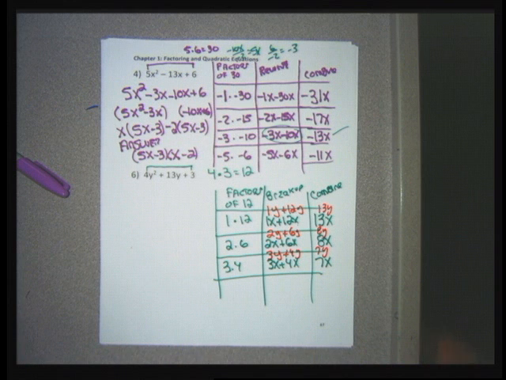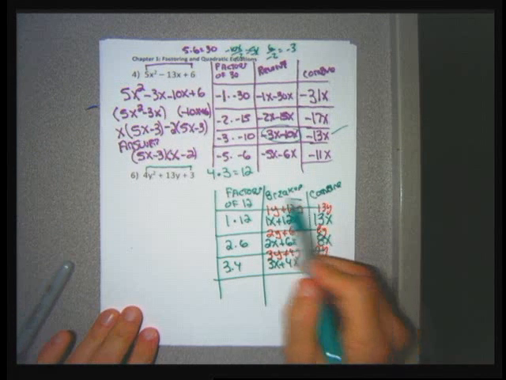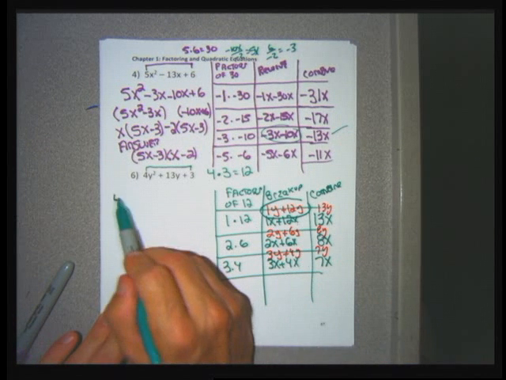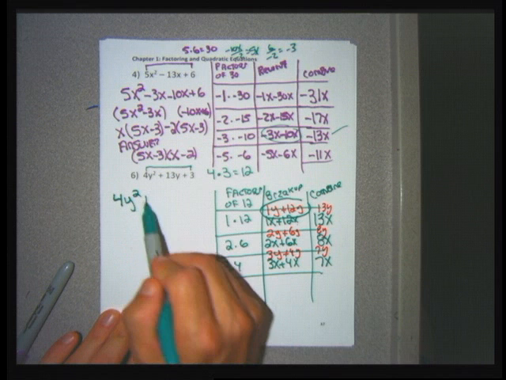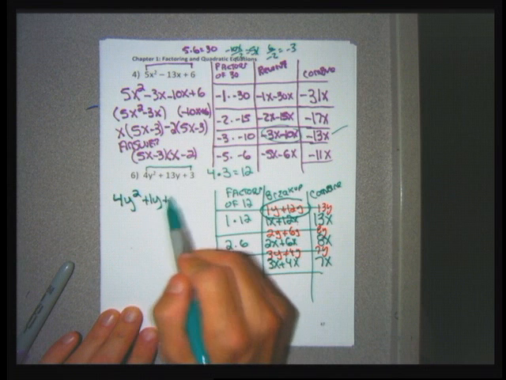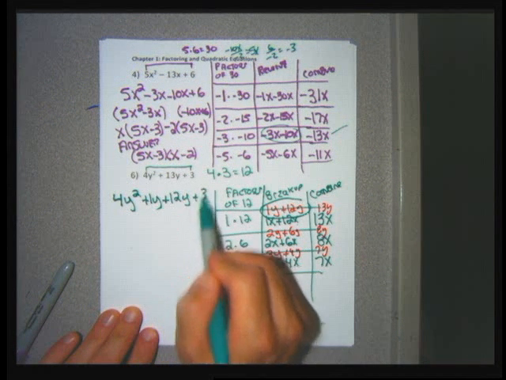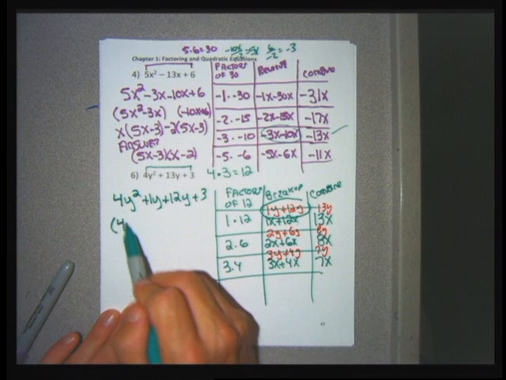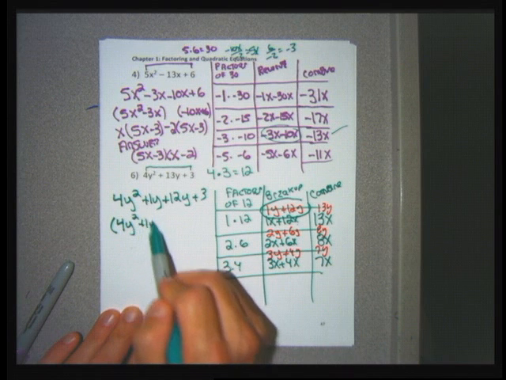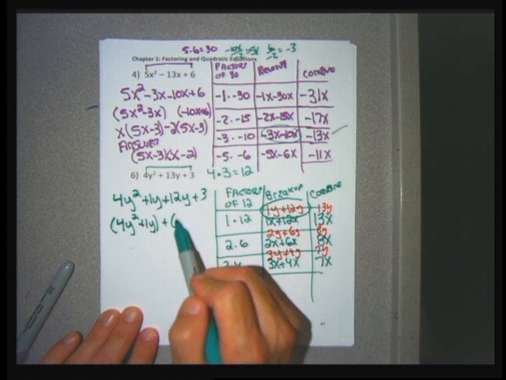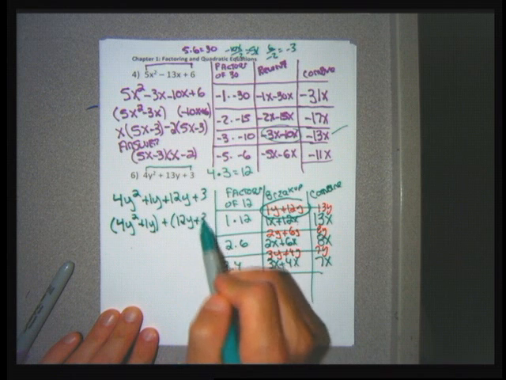A lot of times on tests, students will change a y to an x, and I can't ever remember taking a point off for that. If you get everything else right and you accidentally switch the letter because we're so used to using x, it's not such a big deal. So I'm going to use 1y and 12y and make this 4y squared plus 1y plus 12y plus 3, and then I'm going to get my parentheses in, 4y squared plus 1y plus 12y plus 3.